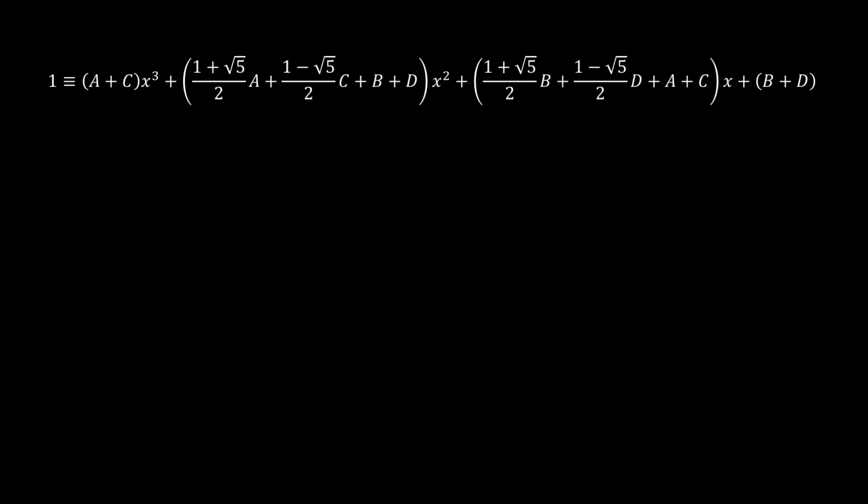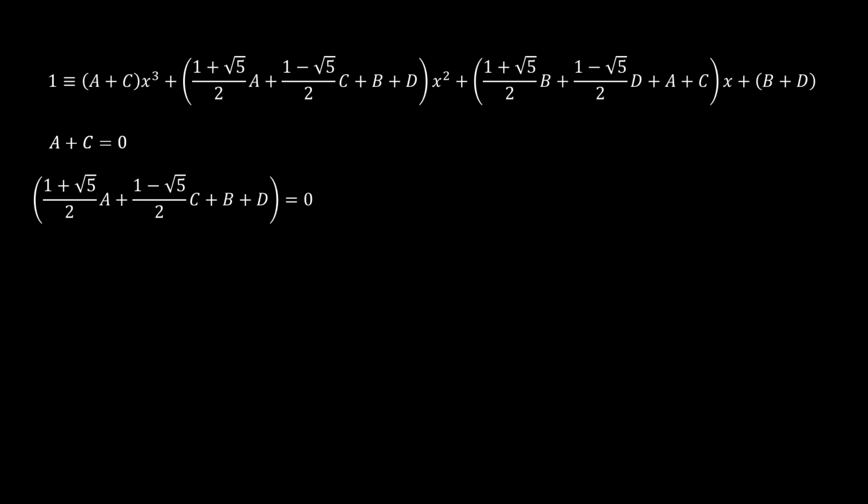So what that means is that a plus c equals 0. Equally, since we have no x to the power 2 term on the left hand side, that means that this part here is also 0: (1 plus root 5)/2 a plus (1 minus root 5)/2 c plus b plus d equals 0.